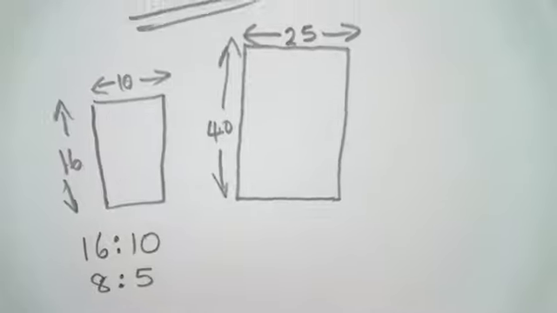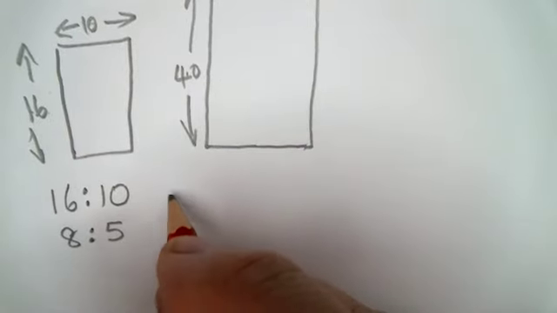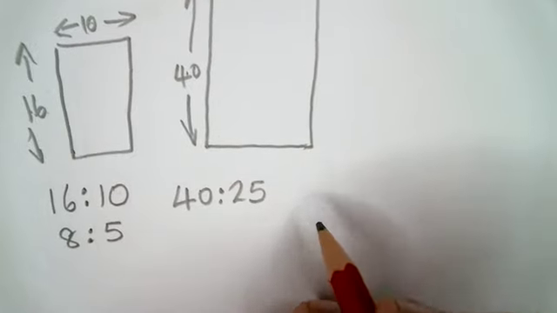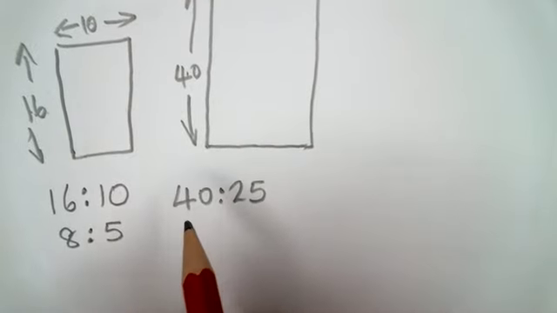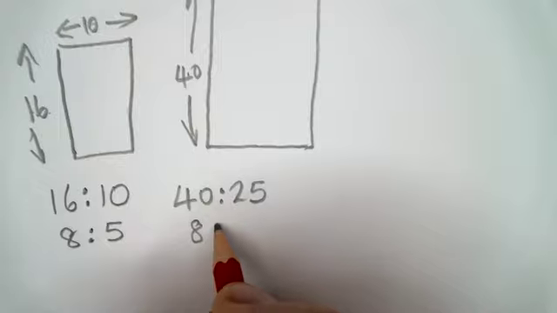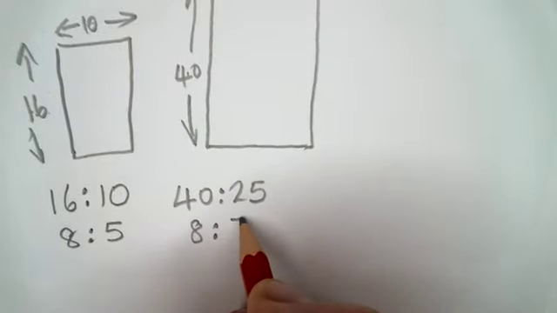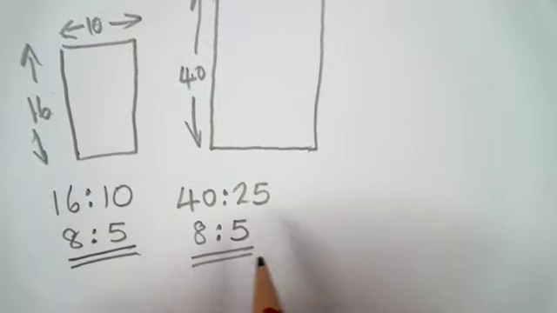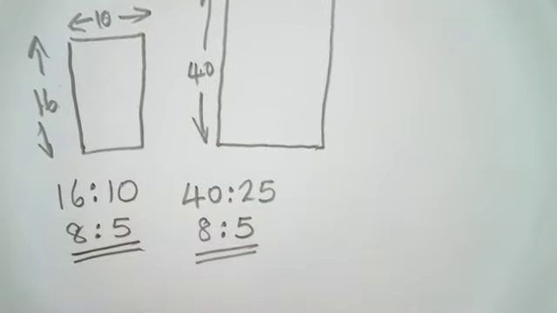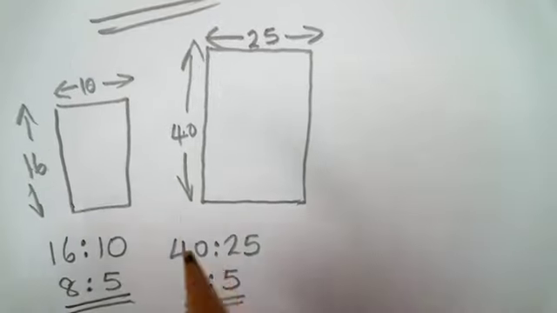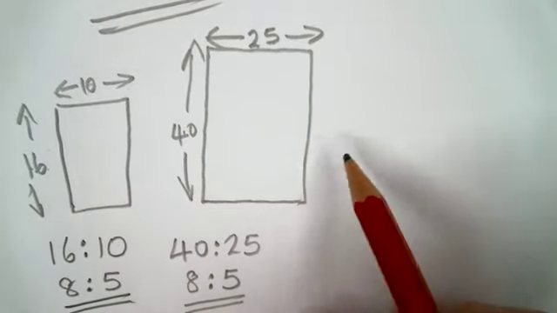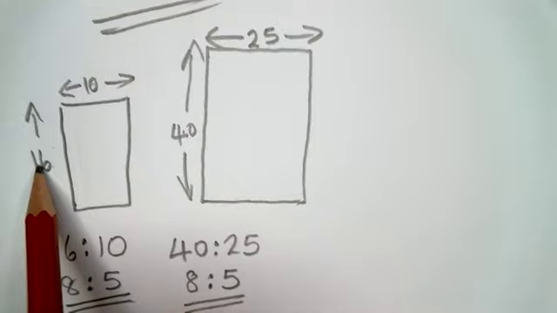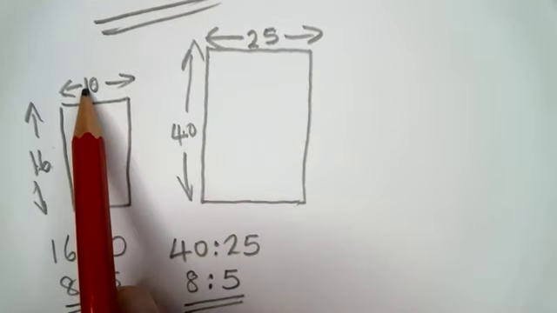Well, let's see if that's true for this one as well. So this one here is 40 to 25. Let's see if that's the same ratio. Well, I can divide that by 5. 5 eights are 40, and divide 25 by 5, 5 fives are 25. Oh, look, same ratio, but one of them is a whole bunch bigger than the other. Because these are the same ratios, we can say the ratio of 40 to 16 is the same as the ratio of 25 to 10.